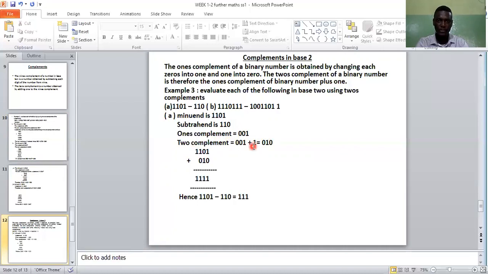1 plus 1 will give us 10. You take that 0 to the other side, and it becomes 1010. So this 1010 is our 2's complement. Adding your 2's complement to your minor end will give you 11111. Then remove the initial one, the first digit there from this other part. Then your answer will be 111, and so on and so forth.